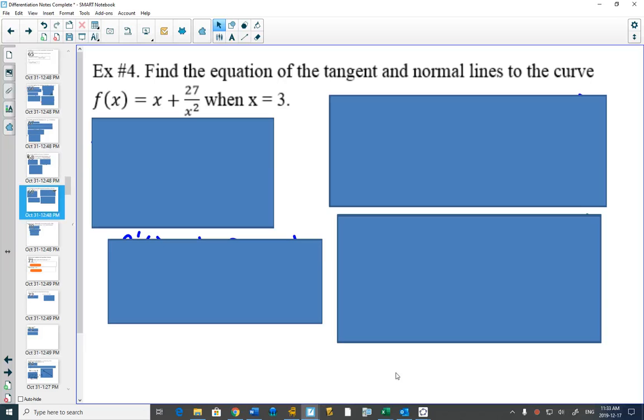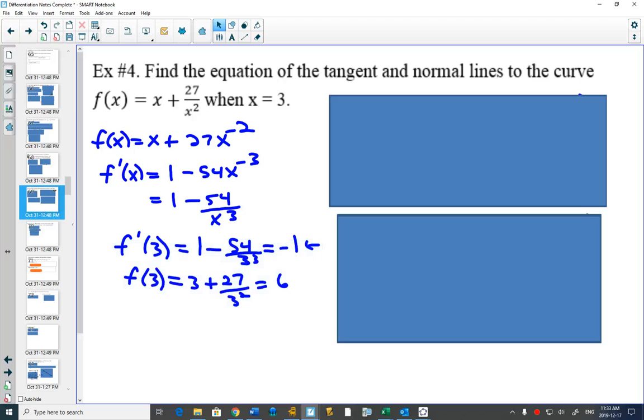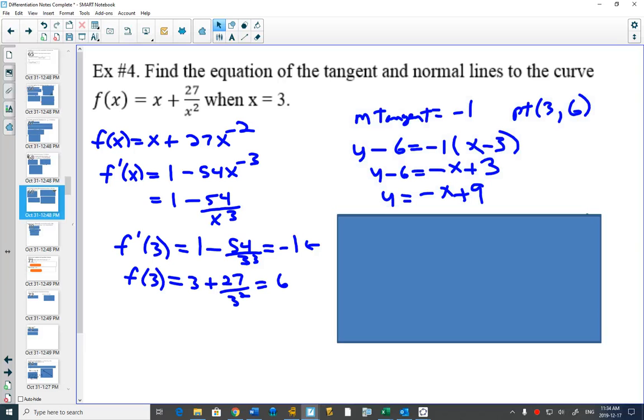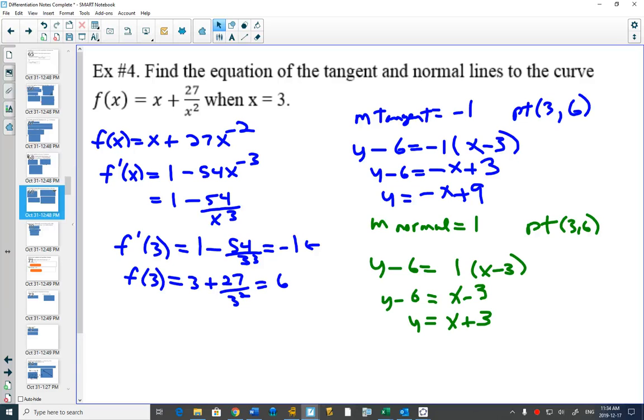Okay, if you want to check how you're doing on example 4, finding your derivative. And then when x equals 3, your derivative would be -1. When x equals 3, the point on your line would be 3, 6. So to find your tangent, you would use the point 3, 6 and the slope of -1. To find your normal, you'd use the point 3, 6 and your slope as 1 over -1. Or -1 over -1, which would be just +1.